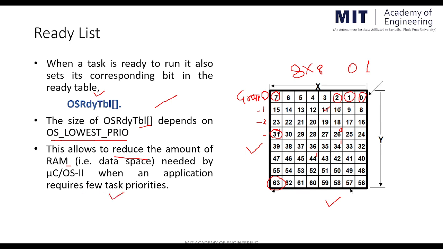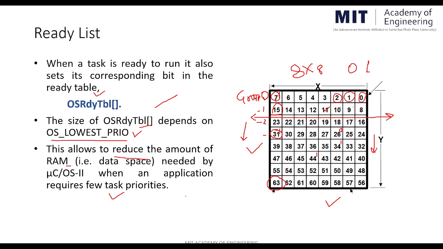The best example in the previous video we have taken about the TCB tables: if only two tasks are created, then the kernel can take the two TCB tables into the RAM. Similarly, the kernel can modify this OSRDY table according to the maximum number which we have given in the OS_LOWEST_PRIO. Suppose I need only 15 tasks for the application, then the kernel will put only these two rows into the RAM, and the other memory bitmap is not present in the memory.